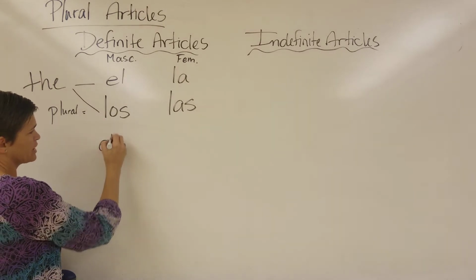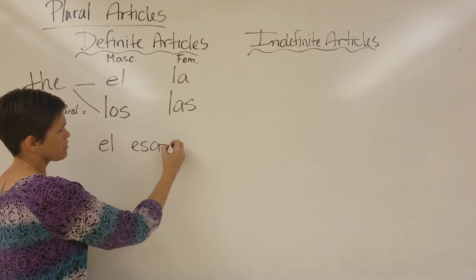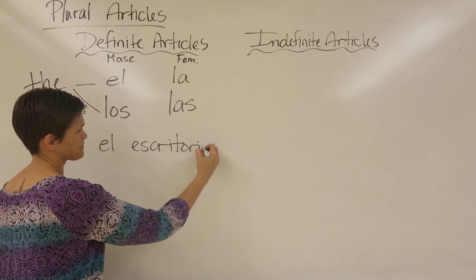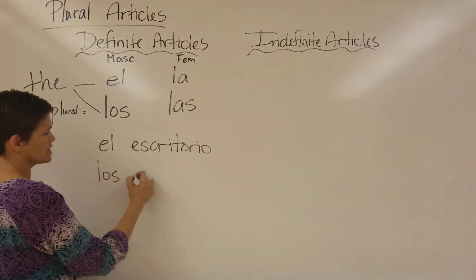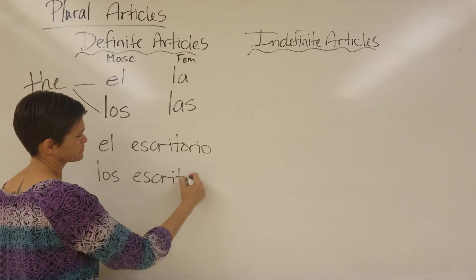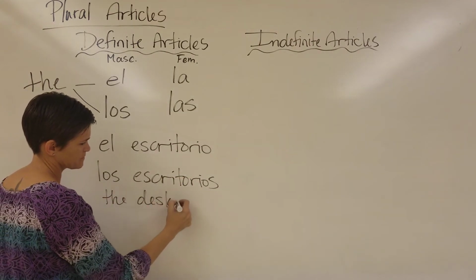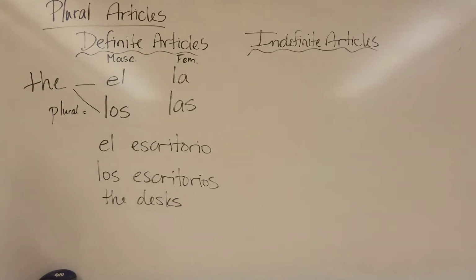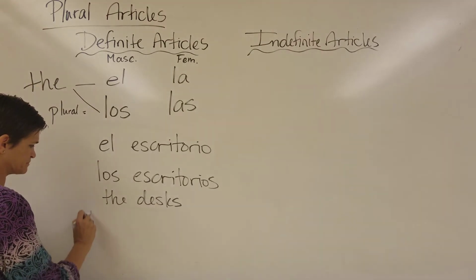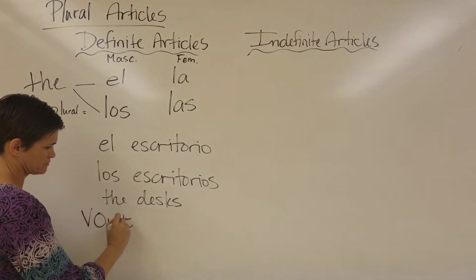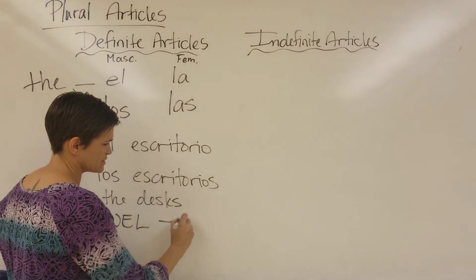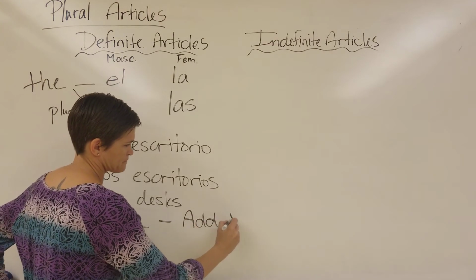So where we had el escritorio for the desk, we have los escritorios for the desks. In order to do that, we're going to need to know how to make things plural. So to make things plural, if it ends in a vowel, we just add an S, like we did here.